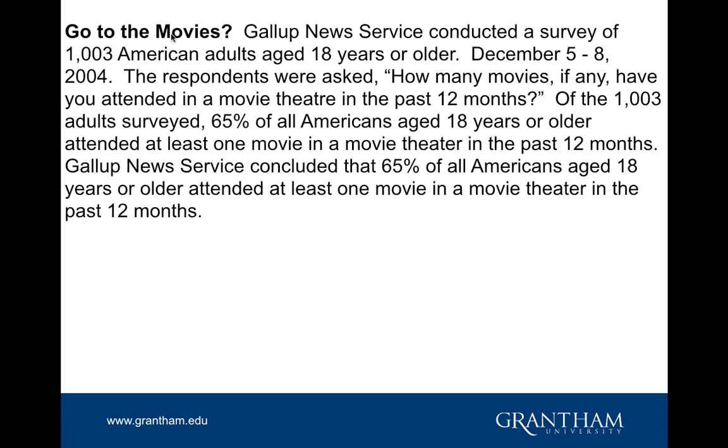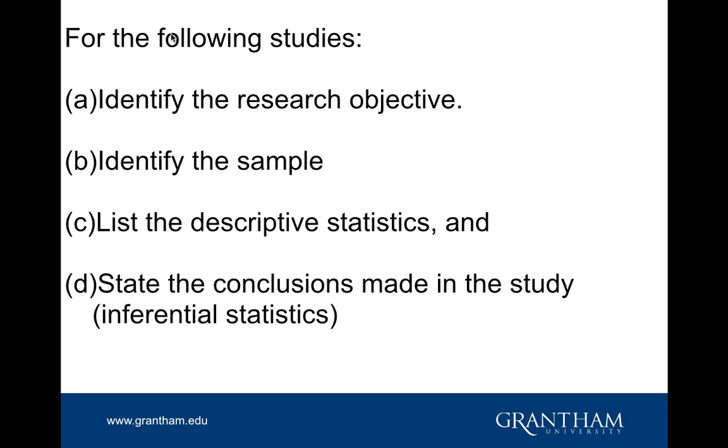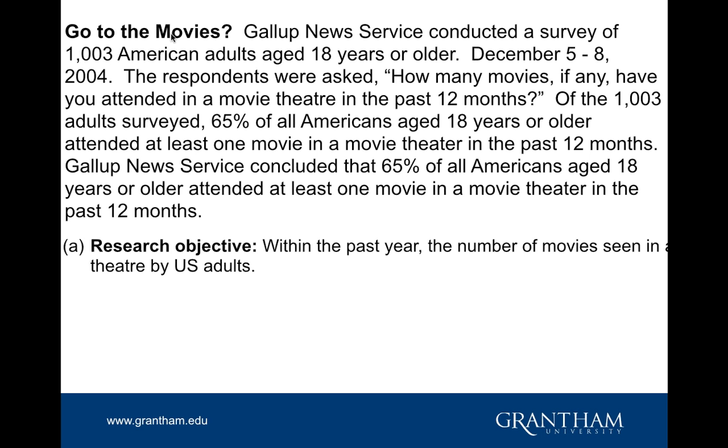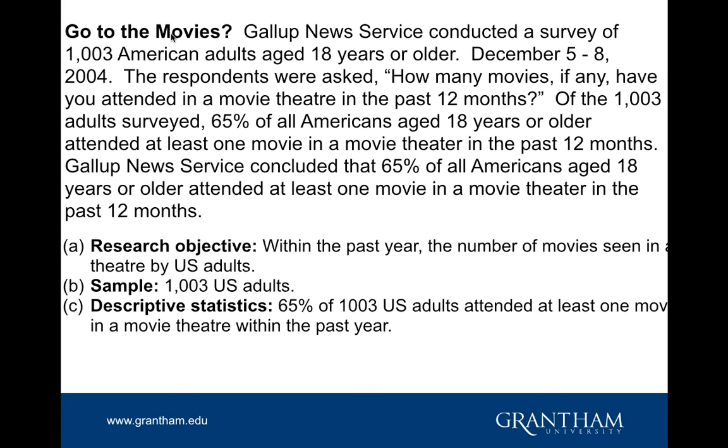So let's see then. Remember, we are trying to find the research objective, the sample, the descriptive statistics, and the inferential statistics. Let's see them. So first, the research objective. They want to know how many times have adults in the US gone to the movie theater in the past 12 months. That's the objective. The sample is 1,003 US adults.